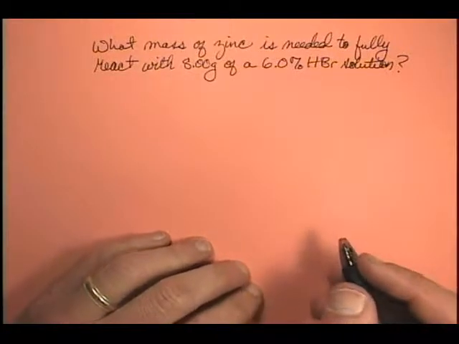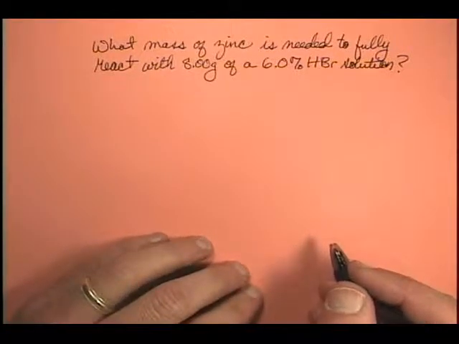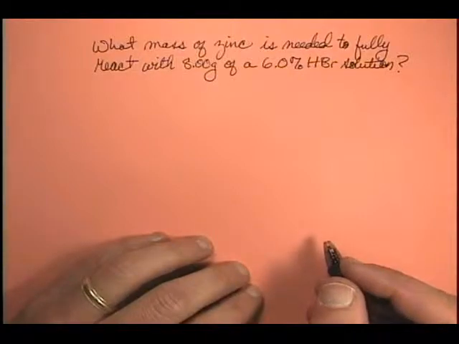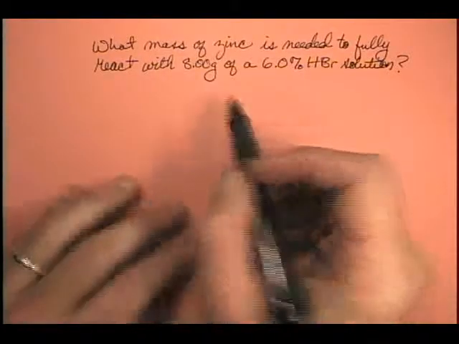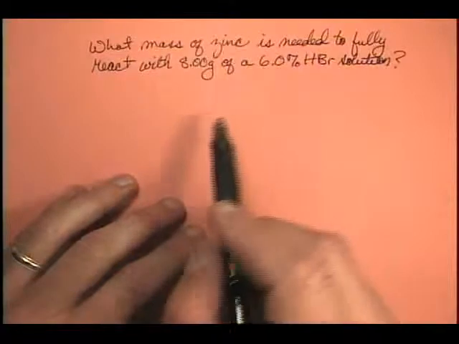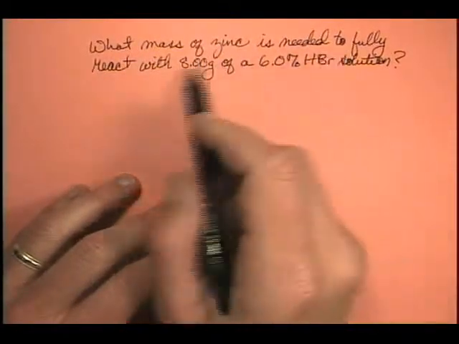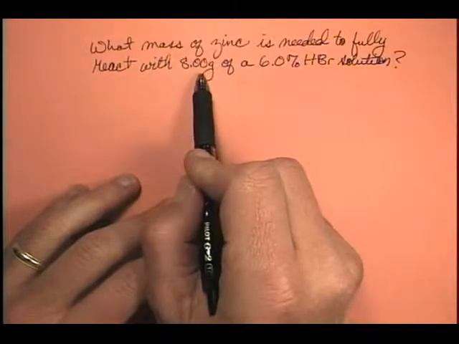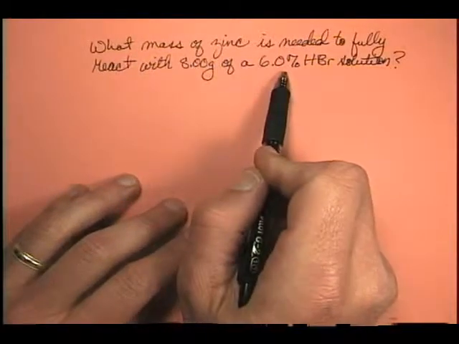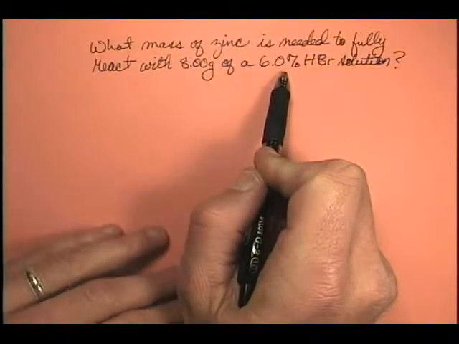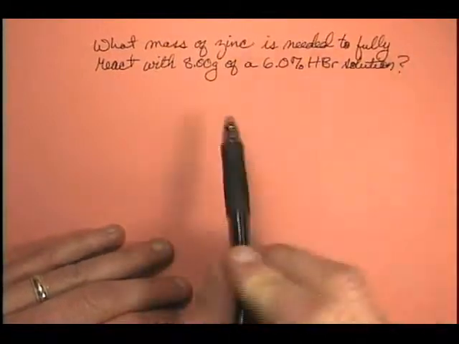All right, let's combine a few concepts from a couple of different chapters. Several, actually. Many. All right. What mass of zinc, we're going to do mass in grams, what mass of zinc is needed to fully react with 8.00 grams of a 6.0% by mass hydrobromic acid solution?